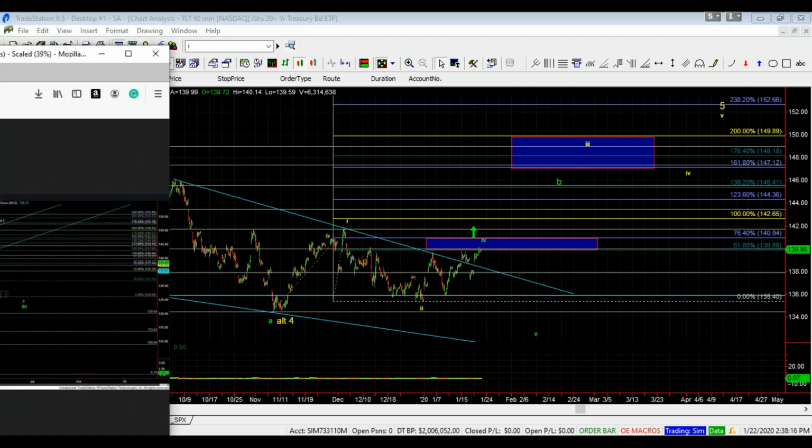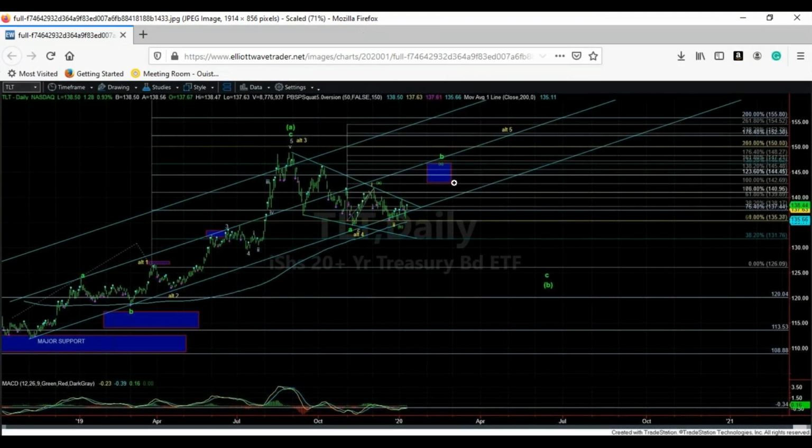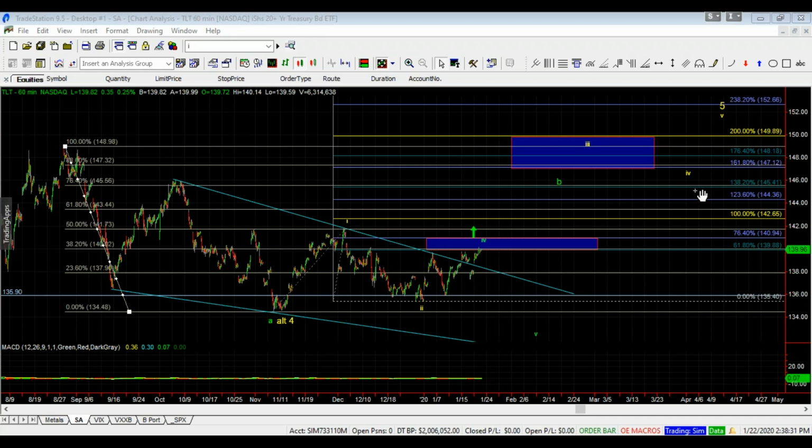And that could see us turn down here for this wave C of B, down towards the 125-ish area before heading higher one more time. But again, if we can break through that area, if we can break through 145.40, then potentially we could see this head higher for a final fifth wave up, having bottomed here in this fourth wave. So that's certainly a potential at the moment.